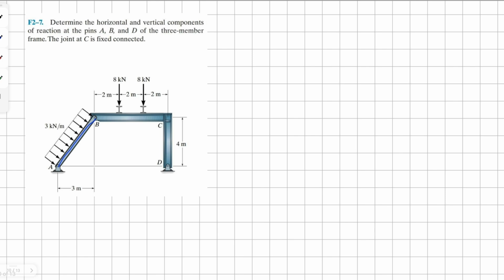In this video, I'm going to solve fundamental problems for statically determinate structures, from 7 to 10. For the first problem, we need to determine the horizontal and vertical component reactions at pins A, B, and D. And joint C is a fixed connection, therefore we don't have to divide the section BD into two member sections.